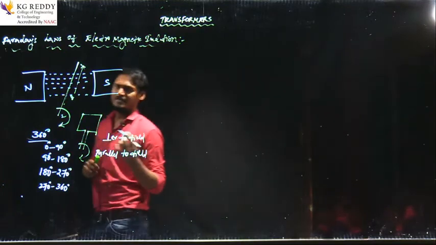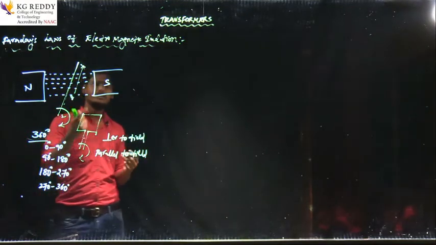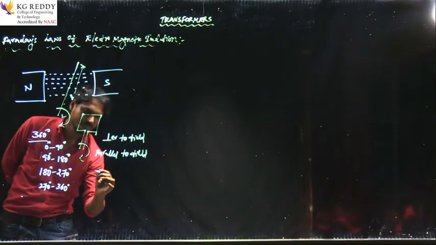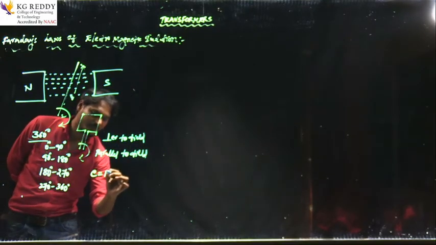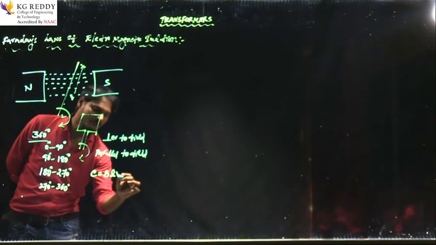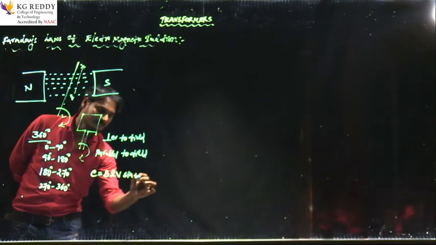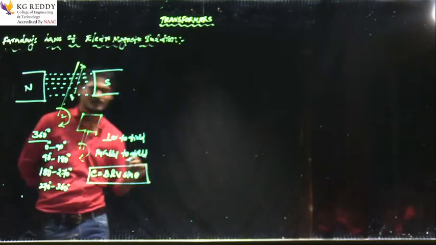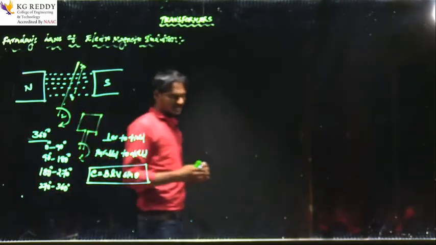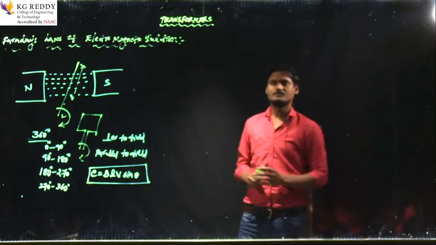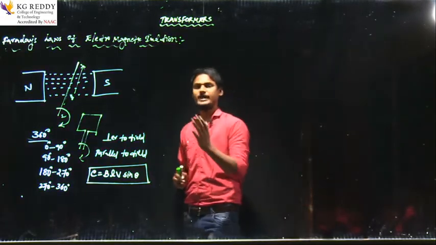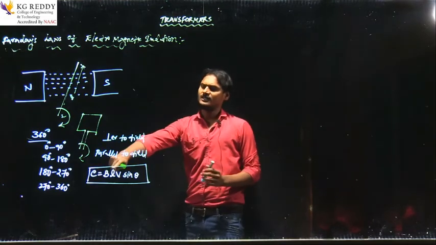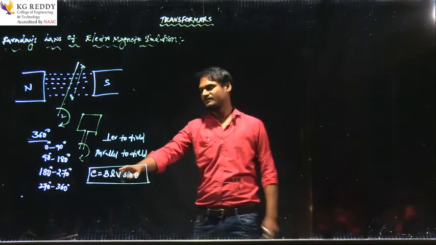So every time I am saying that EMF will be induced, how is it represented? It can be represented by small e = BLV sin theta. This is the EMF equation of a particular machine, and that machine consists of a magnetic field system and a length of a conductor. Now, if you look at this, what does B represent?